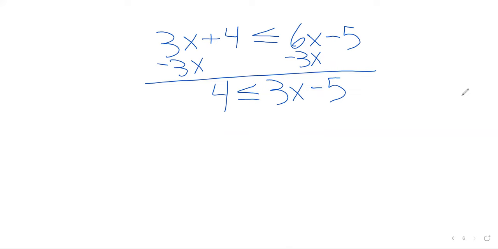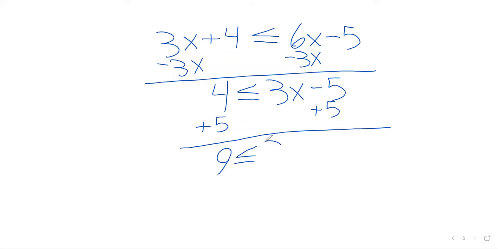So at the moment, we have x's and numbers mixed together, right? We have this 3x and we have this minus 5, and they're both sitting there on the right-hand side of the inequality. Once again, using addition or subtraction as appropriate, we'll get the numbers on the other side of the inequality from the x's. 9 is less than or equal to 3x.